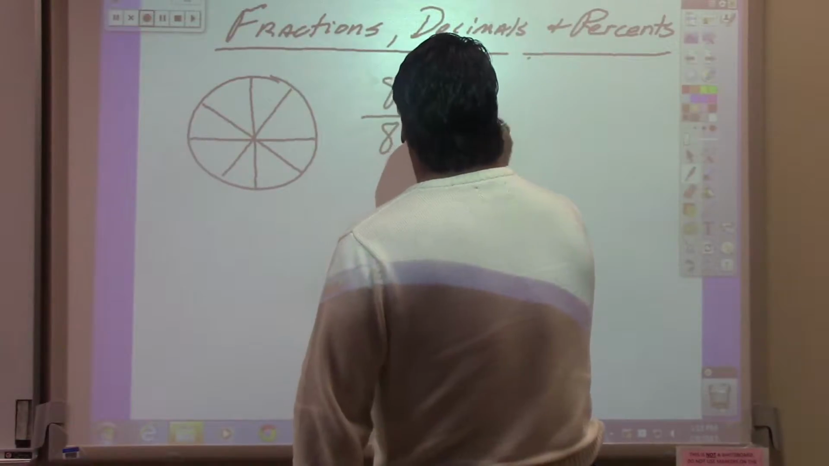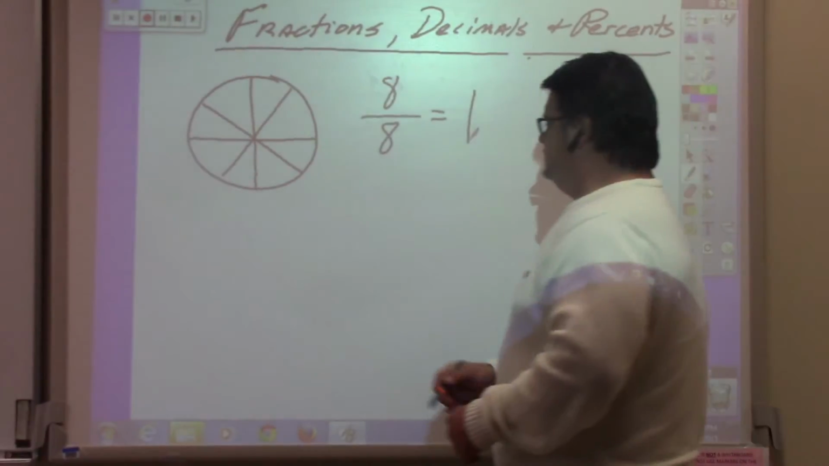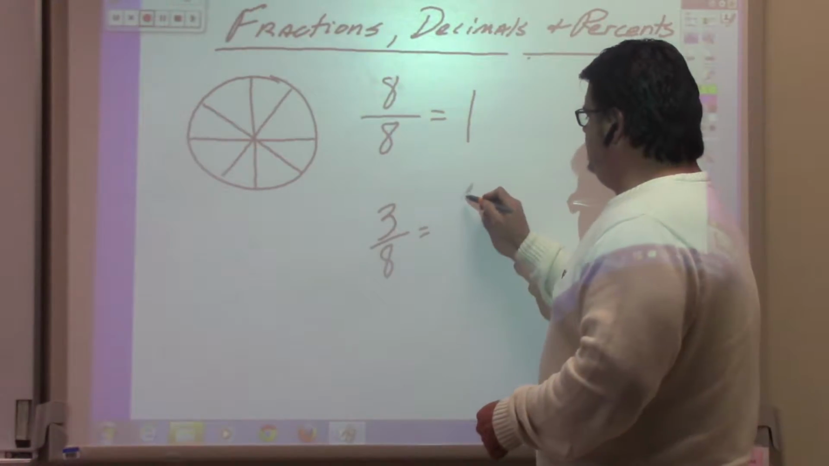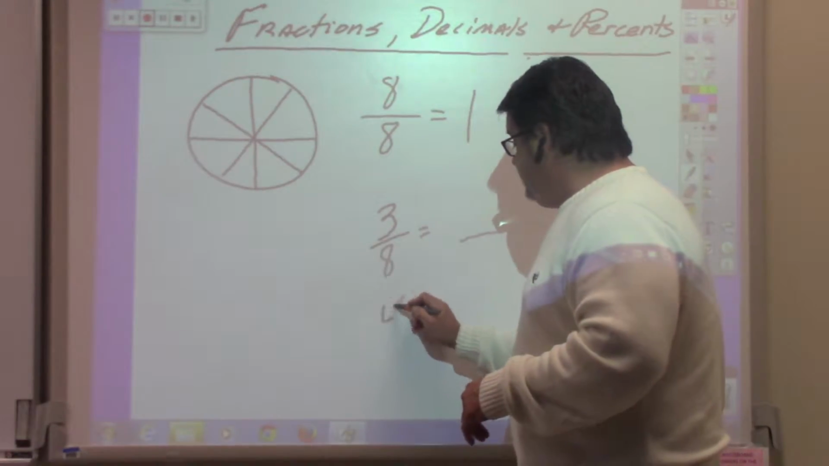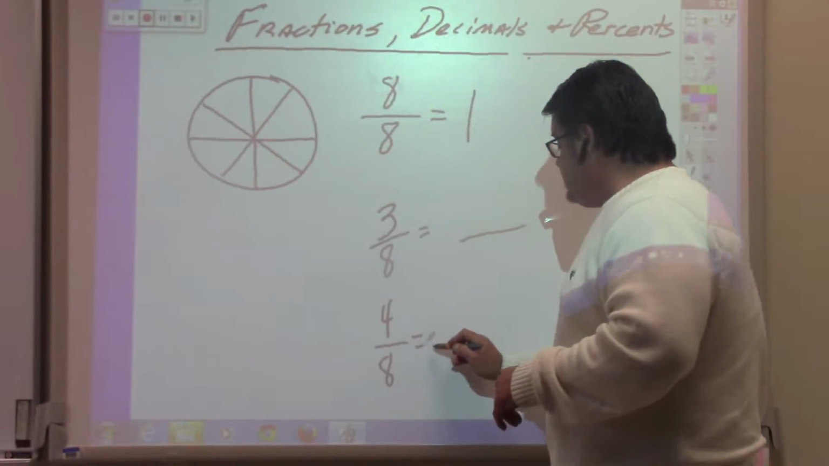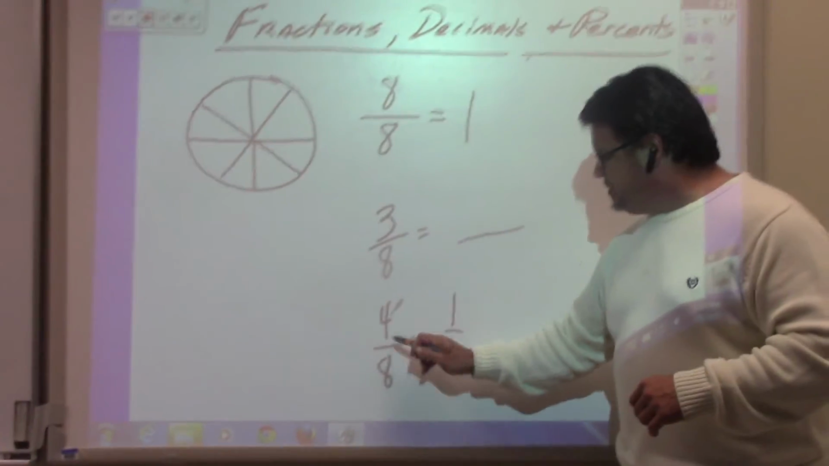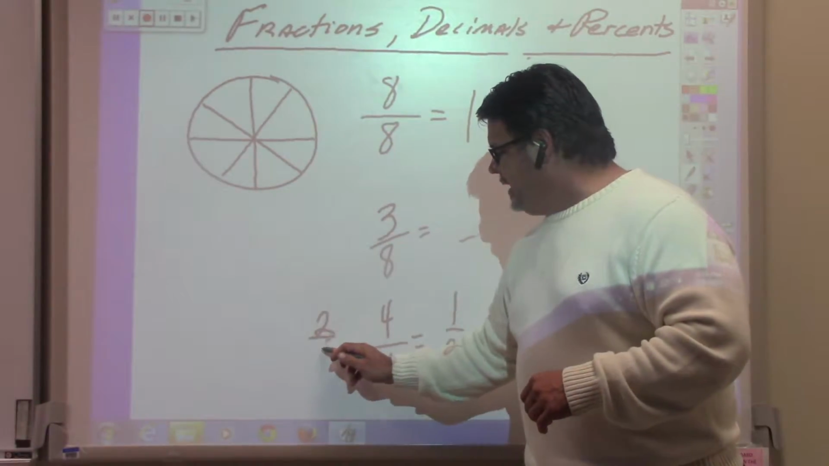So now 8 out of 8 is equal to a whole. And if you eat 3 pieces, then you've eaten 3/8 of the pizza, and that comes out to be some decimal. And if you've eaten 4 pieces, then that's equal to 1/2. And you see that this reduces into 1/2, just like the 2 out of 4.